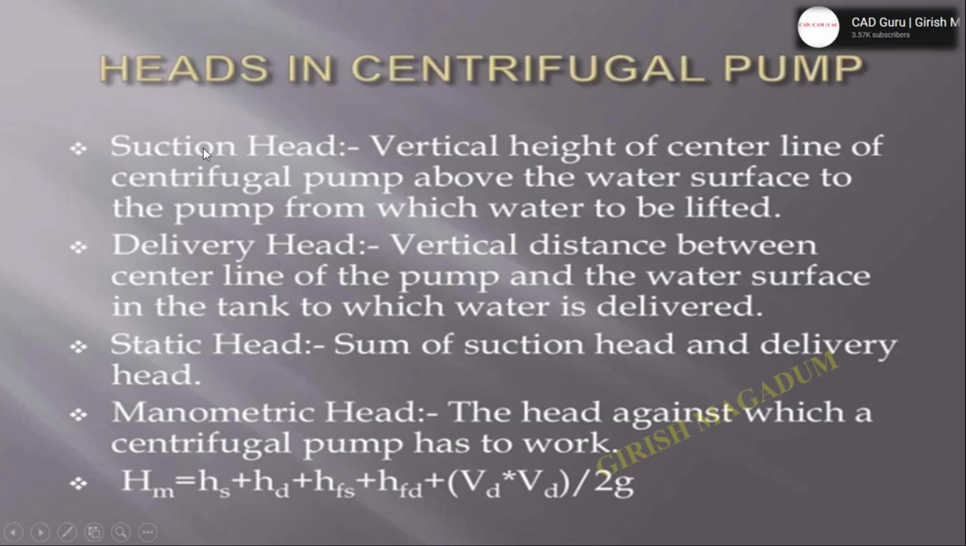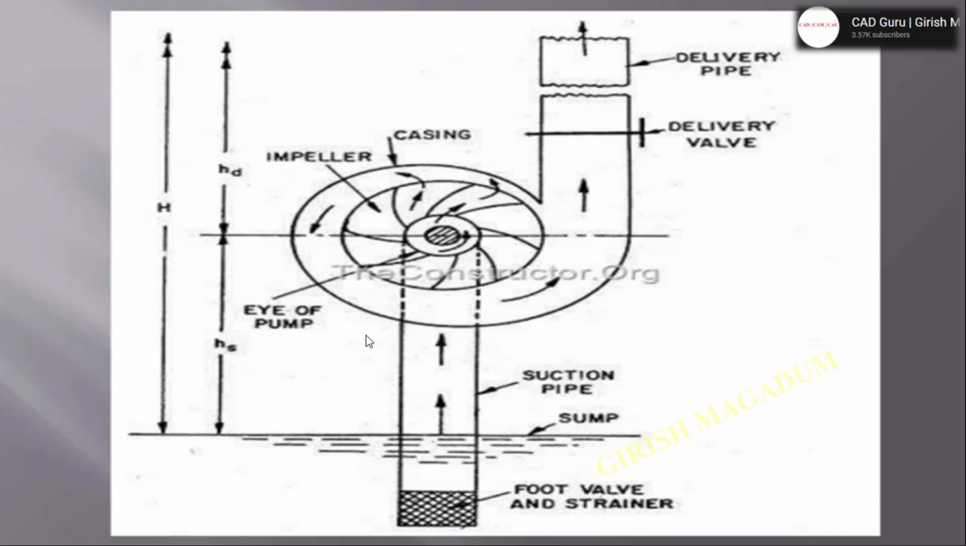The same thing, the explanation is here, we can just go ahead with the same. Coming to the same thing, this is the suction pipe and this is the delivery valve, casing, impeller, the rotation of the impeller, and the discharge and the heads, suction and delivery head and the total head.